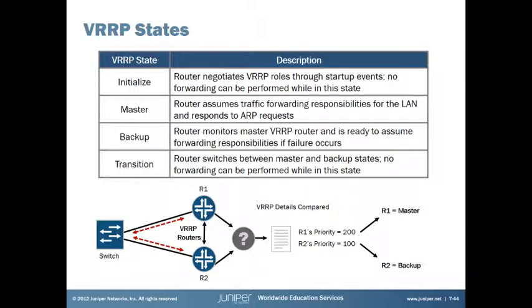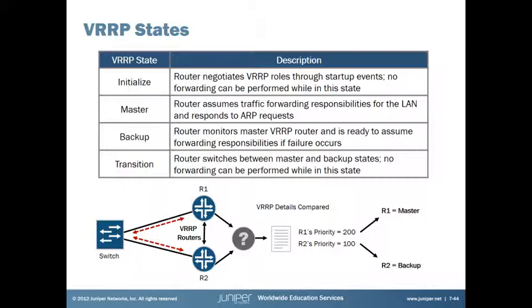States: we've got initialized, where the router negotiates VRRP roles through startup events, so no forwarding can be performed while that is going on. Master: a router assumes traffic forwarding responsibility for the LAN and responds to ARP requests. And as I pointed out, the reason that is important is because the MAC address that goes onto the frame is ultimately going to determine where that frame arrives, so which actual router is going to end up forwarding the traffic.